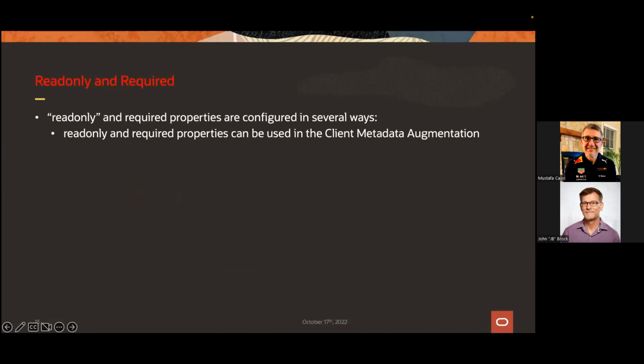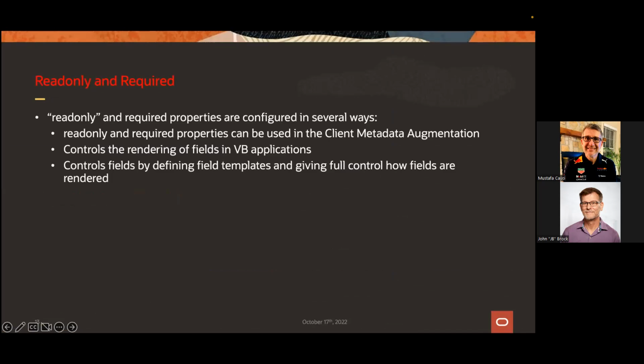So read-only and required, I said, you can define in a Swagger, and then you define in a client augmentation, and then layout, and then instance level, right? So the decision path, or the flow path, is: start from Swagger, it goes to client augmentation, layout, and then finally field template.